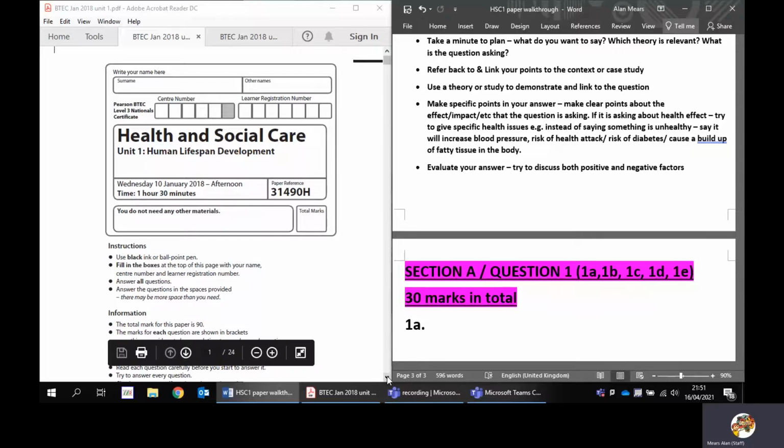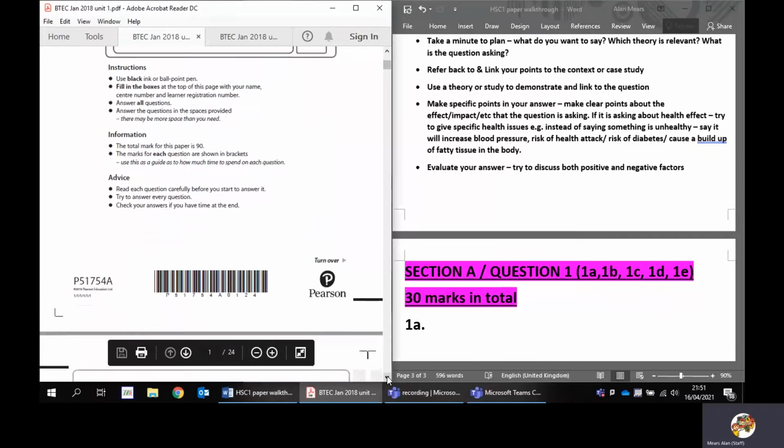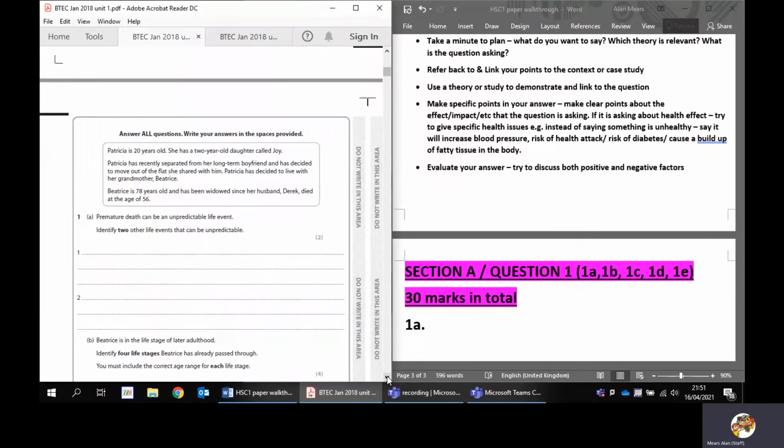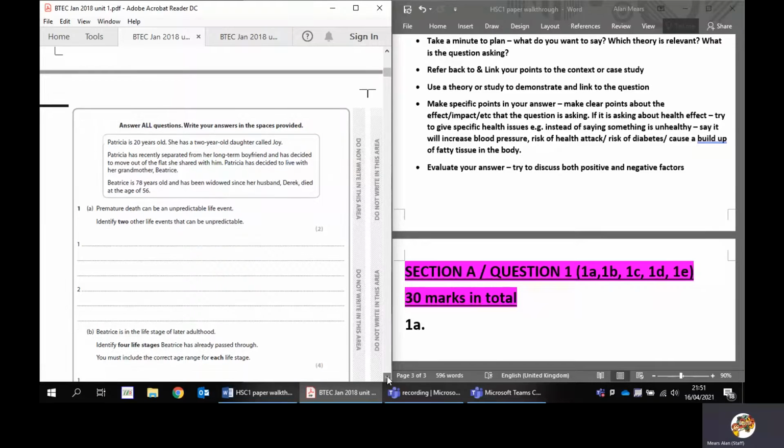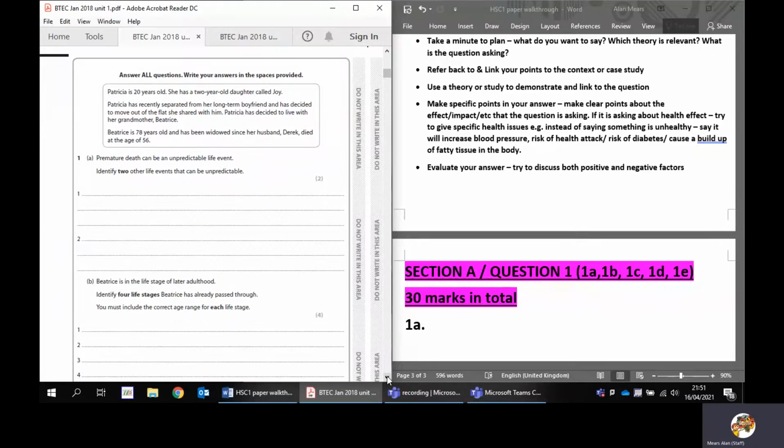What we'll do, as always, is take a look at the question, write some answers, plan them up, and then, time permitting, we will come back and go through the mark scheme. So let's take a look at this first question.